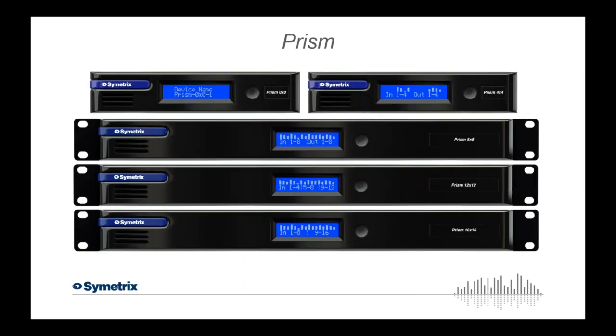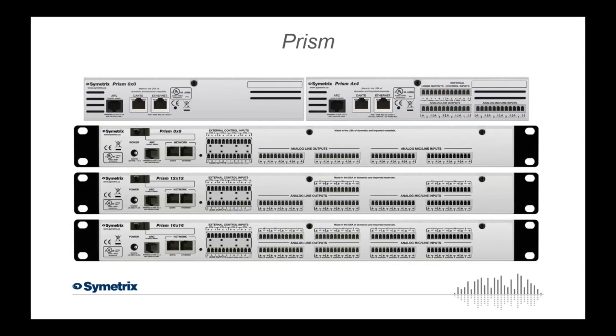Okay, the Prism Series is the next series I'll show you. The Prism is meant to be a lesser expensive Radius or Edge. It comes in 5 models: the 0x0, 4x4, 8x8, 12x12, and 16x16. So you'll notice the 0x0 and 4x4 are a half rack space unit. The 0x0 literally only has 0 analog inputs and outputs.